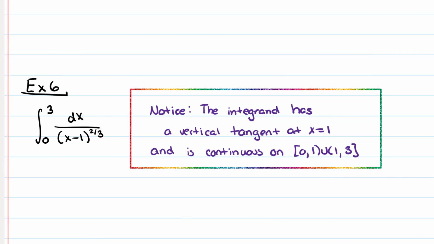So in example 6, we want the integral from 0 to 3 of 1 over (x minus 1) to the 2/3. Now we need to make note that, again, there is a vertical tangent at x equals 1, and it's continuous from 0 to 1 and 1 to 3. So basically saying x cannot equal 1. And that's super easy to see. You just look at the denominator and you're like, oh yeah, there's a vertical asymptote.